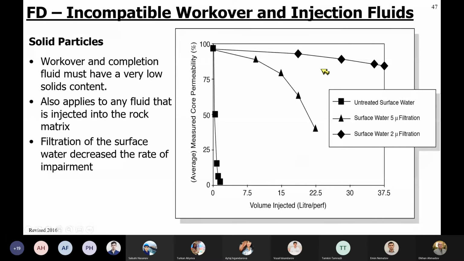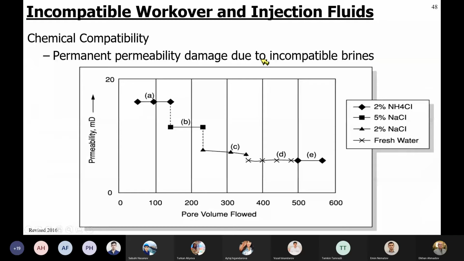Chemical compatibility, again, it's different portions of composition, of concentration of various chemicals, and as you can see, they have different pore volumes, flow depending on the permeability.